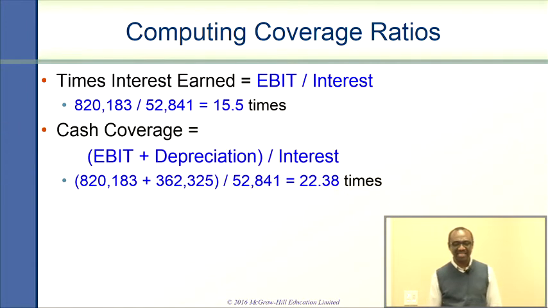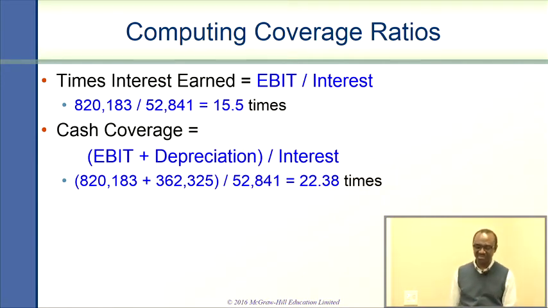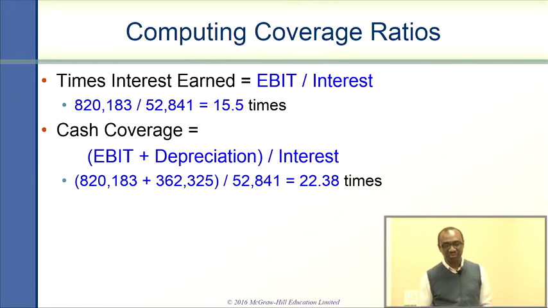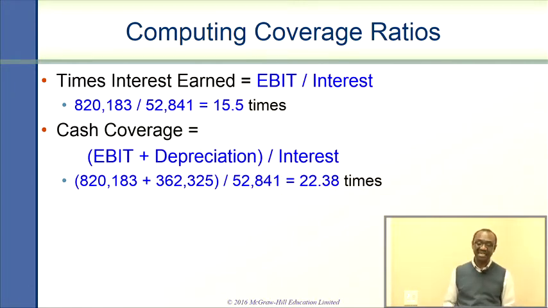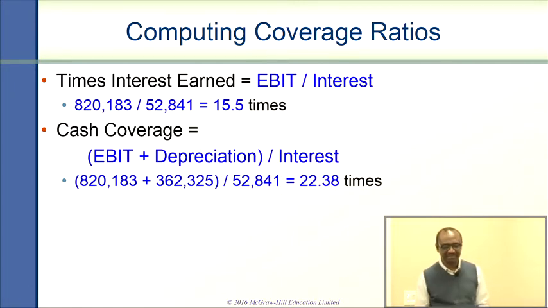We also look at the cash coverage. With the cash coverage, we're looking at the earnings before interest and tax plus depreciation divided by the interest. In this case, it's about 22.38 times, a little bit higher, because we added back the depreciation.